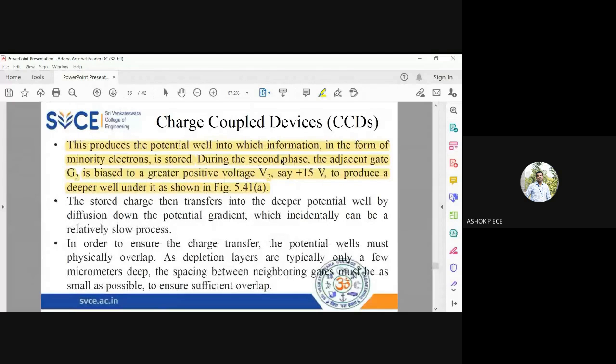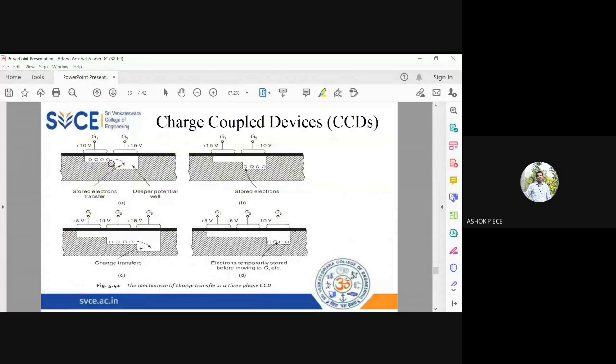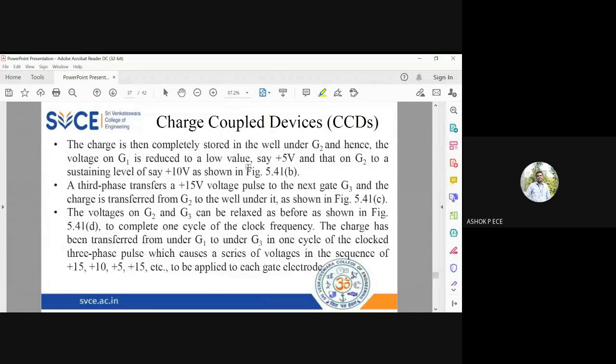So the stored charge then transfers into the deeper potential by diffusing down the potential gradient, which can be a slow process. So you are creating a charge gradient here. Here you have a lot of electrons. Here you have no electrons. Just like diffusion current, we have seen diffusion current, right? Diffusion current flows because of difference in concentration. Below G1 you find a lot of electrons, and below G2 you find no electrons. So electrons tend to go and occupy the empty spaces. So the electrons will try to go and occupy the empty spaces below G2.